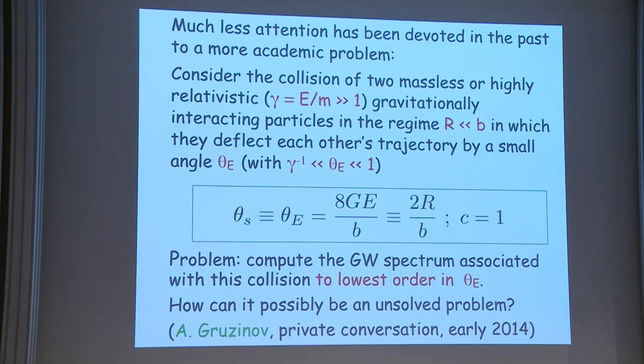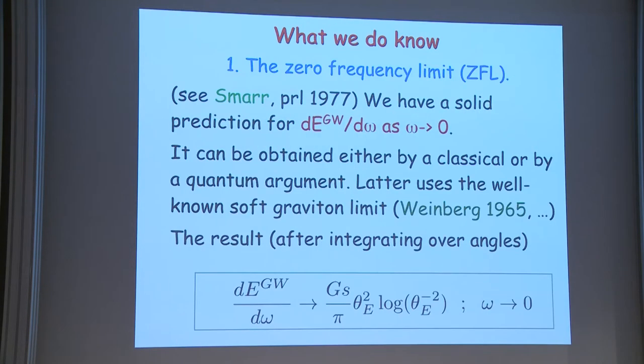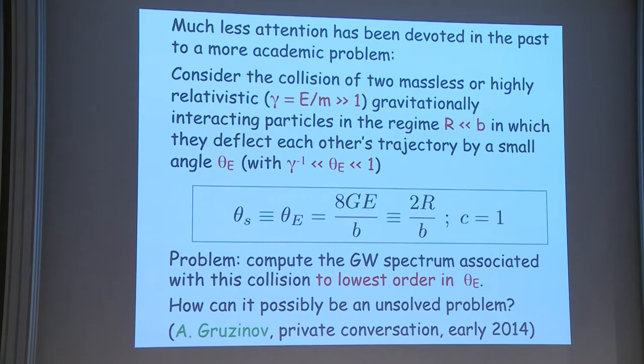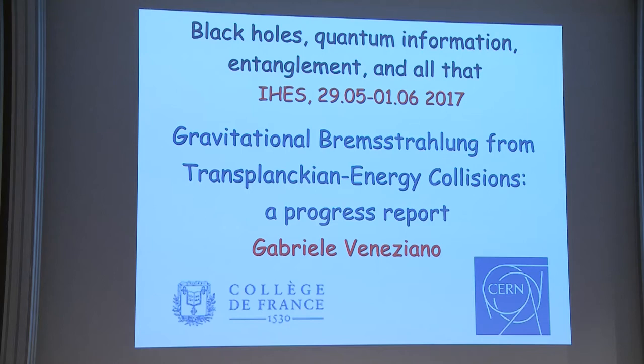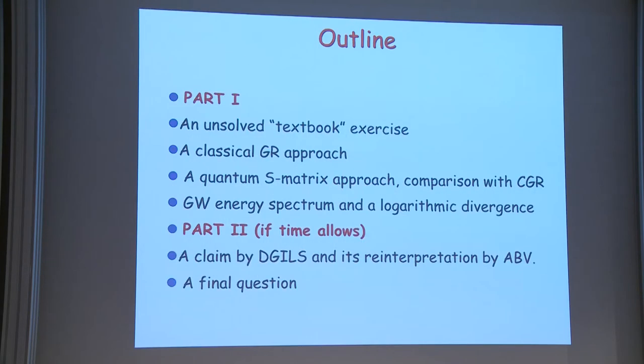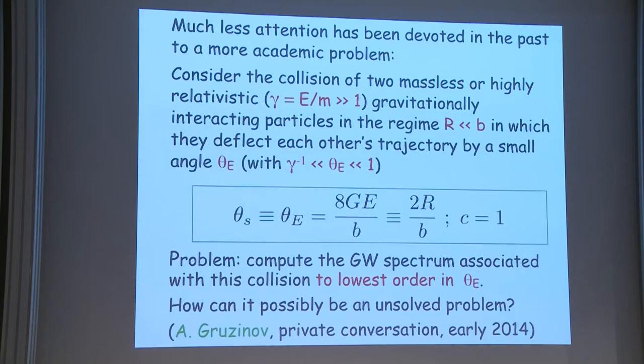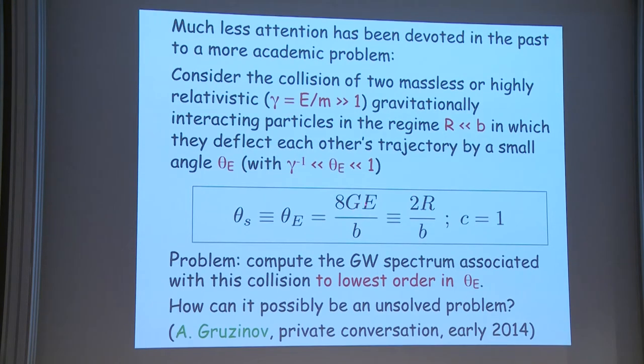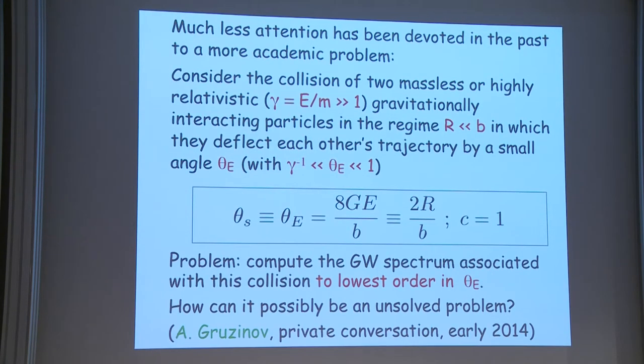Now, theta S or theta Einstein for small deflection angle is given by this generalization of Einstein's formula. Oops, wrong point. My finger is too big. Okay, fine. So here is the definition of R, the Schwarzschild radius associated with the center of mass energy.